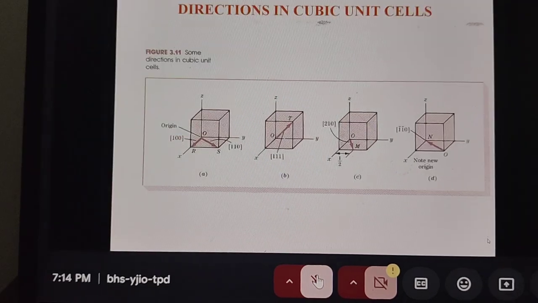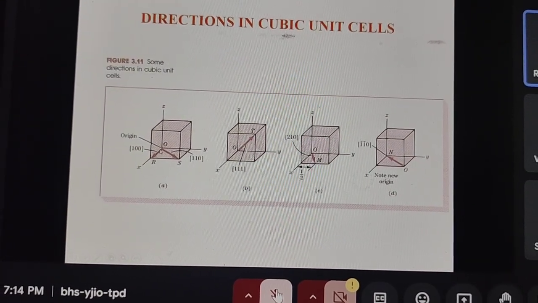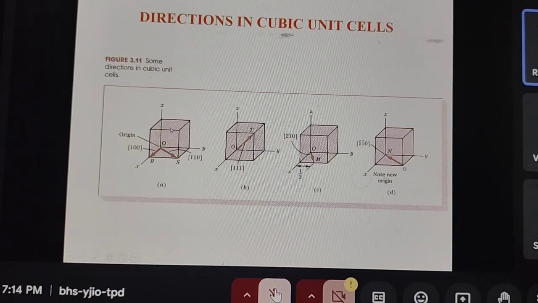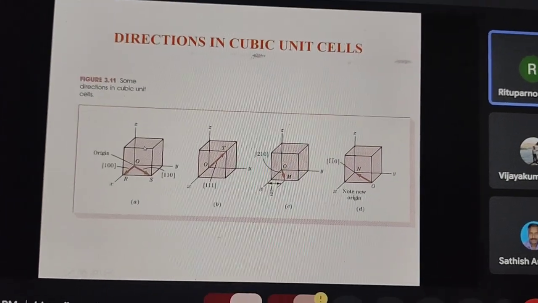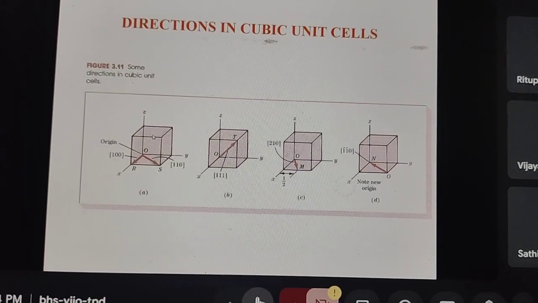Okay, so you see here in the cubic unit cell. So if this is a cube, do you understand these things? Are you able to see the screen? Yes, sir, it's visible.